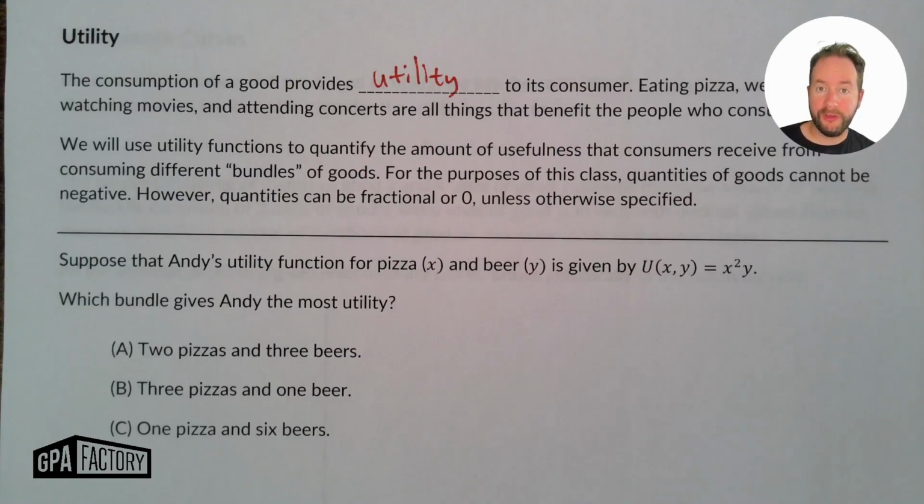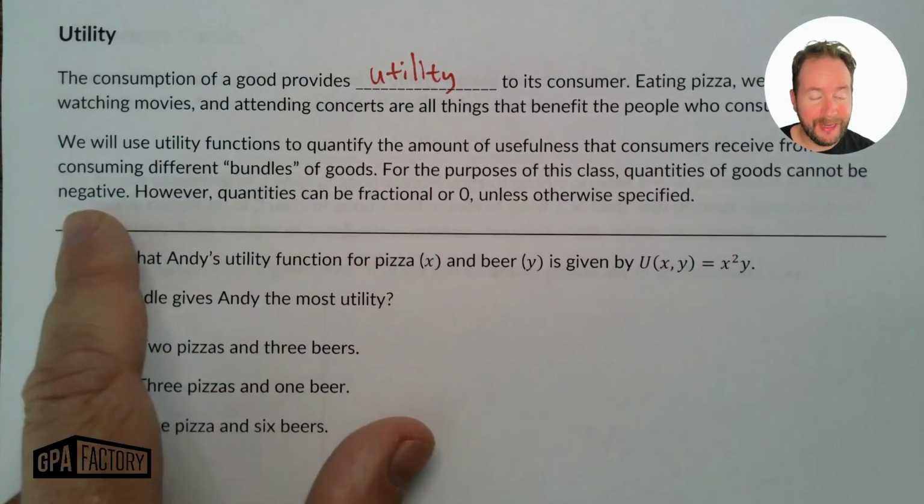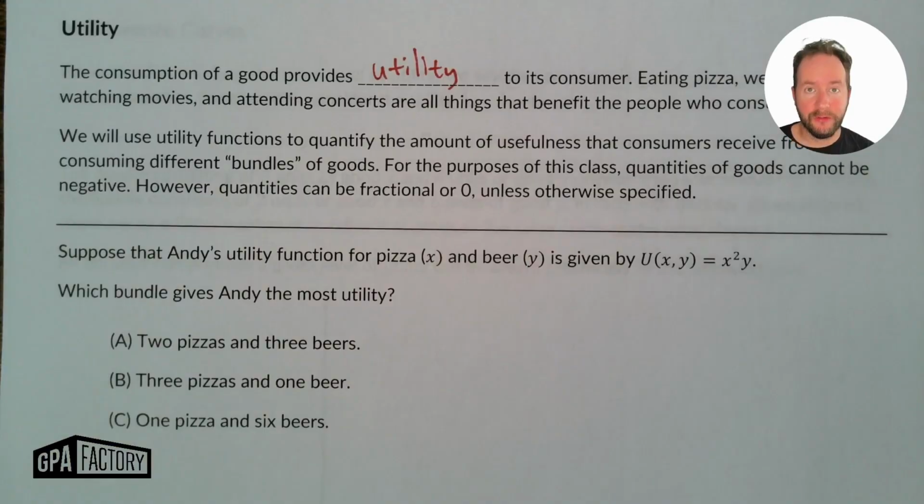We will use utility functions to quantify the amount of happiness or usefulness that customers will get from consuming these goods. Now, for the purposes of this class, we're going to say that it's possible to have fractional amounts of goods. So even if you might say you can have one beer or two pizzas, we might also say you can have half a beer or 2/3 pizzas or even decimal values of that. We will also say that quantities of goods cannot be negative and they can be zero. So I'll keep those in mind.